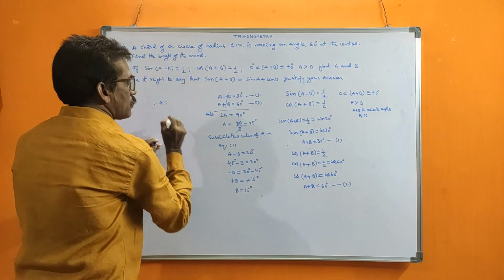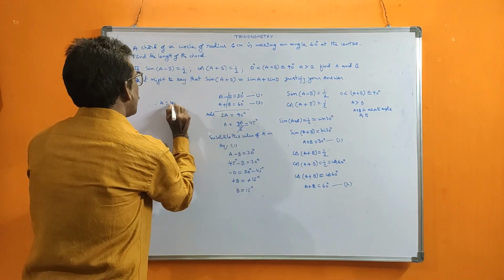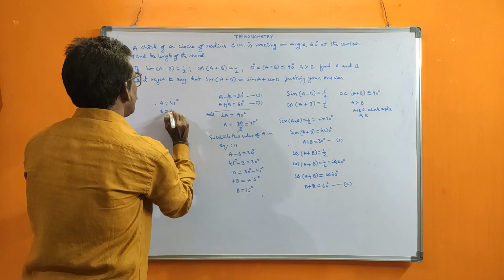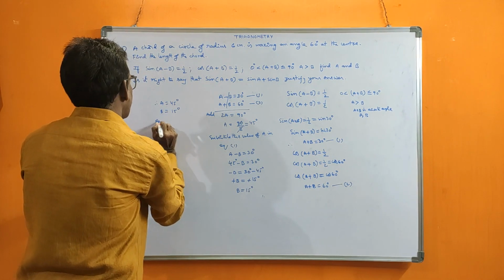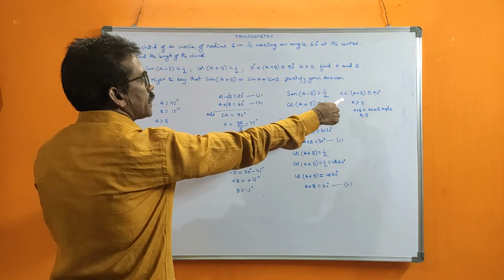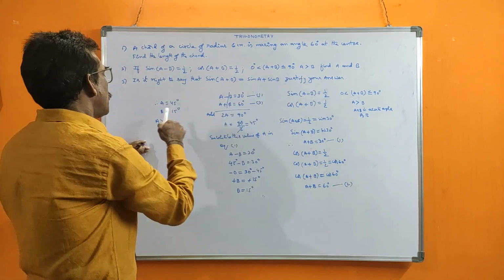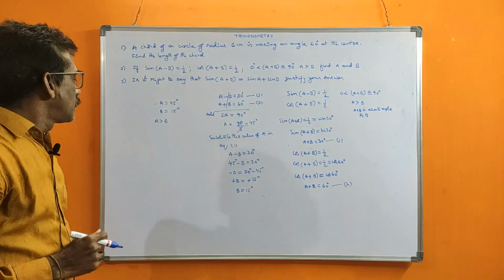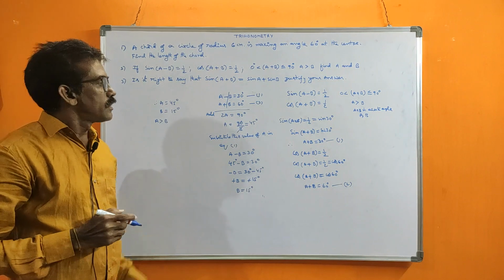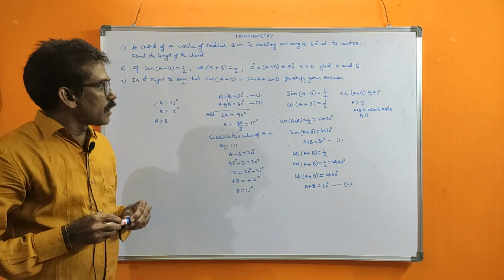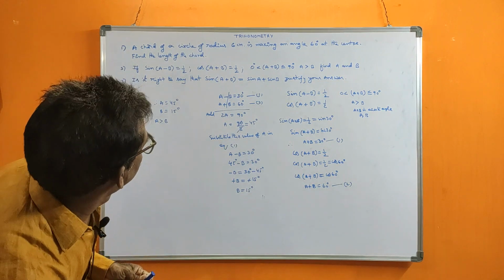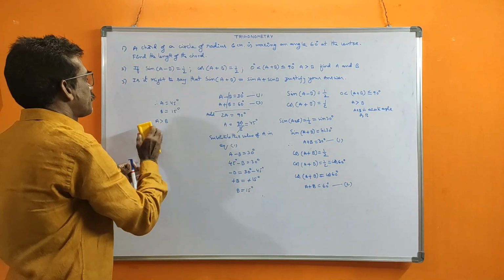Therefore A is equal to how much? 45 degrees, and B is equal to 15 degrees. The condition A greater than B is satisfied. Okay, now like this we can solve. Next is the third problem.